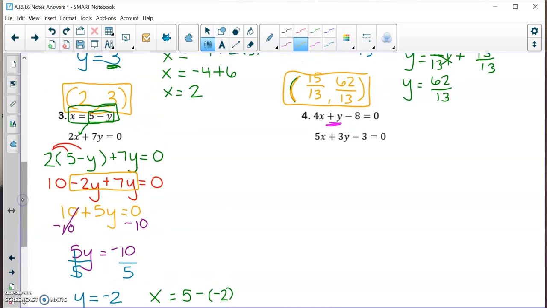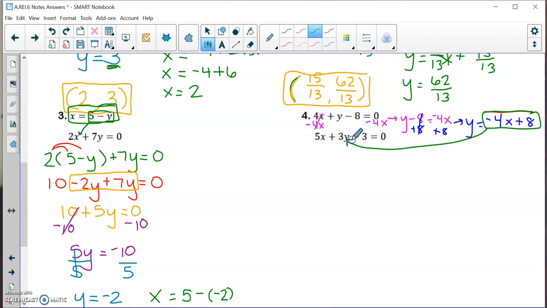All right, moving on to number 4. A reminder, step 1 is to isolate one variable in one of your equations. I'm going to isolate the variable y in my top equation. First, subtracting 4x from both sides. Oops, should be negative 4x, sorry. And then I'm going to add 8 to both sides. All right. So y is equal to negative 4x plus 8. So I'm going to take this negative 4x plus 8, and I'm going to put it in for y in my other equation.